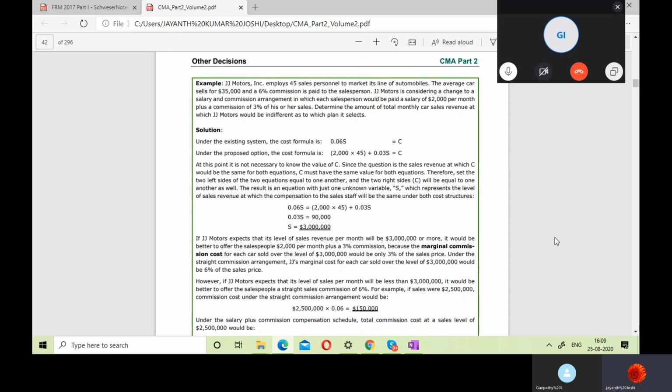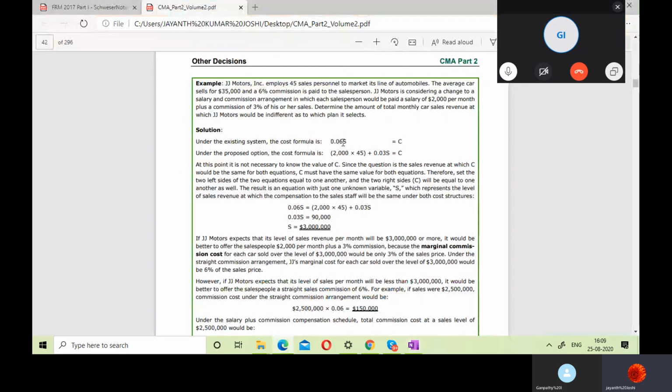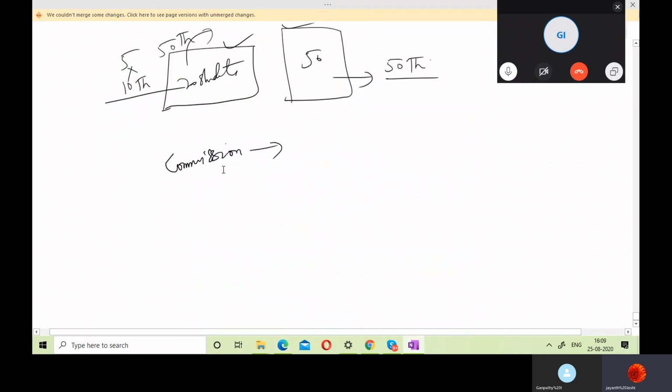Under the existing system, the cost formula is 0.06 into S. Now, what is this 0.06? The cost to JJ Motors is nothing but the commission. They have to pay commission to the agent, and that commission is paid on sales, that is, 6% on sales. 6% in decimal is 0.06, so 0.06 into the sales is the cost. That's the cost function.